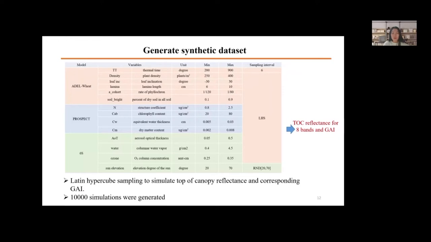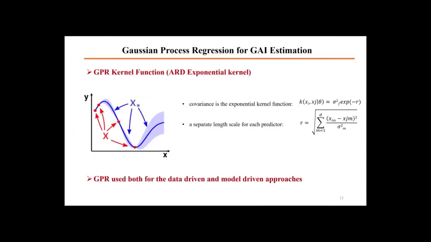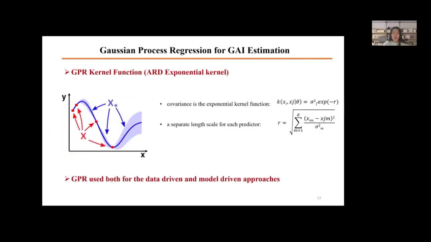10,000 simulations were generated for this research. And we use Gaussian process regression for GI estimation. The kernel function is the ARD exponential kernel, and the covariance is the exponential kernel function. There is a separate length scale for each predictor. The GPR will be used for both data-driven and model-driven approaches.